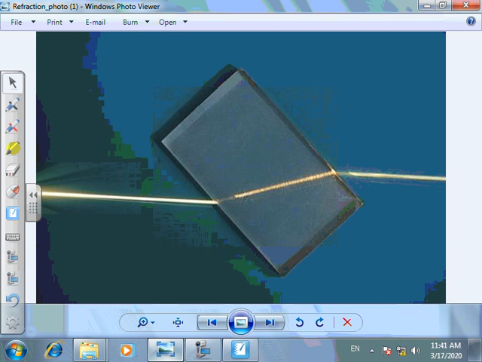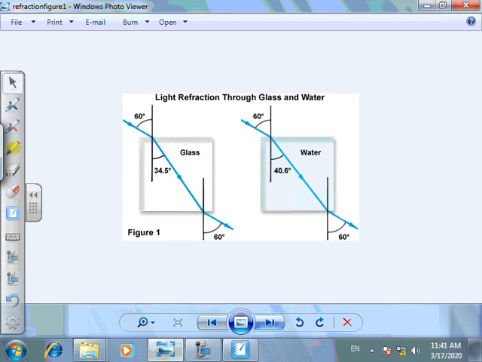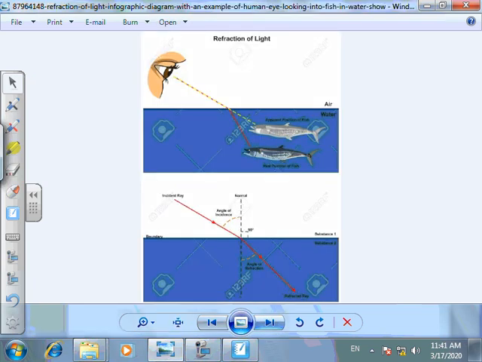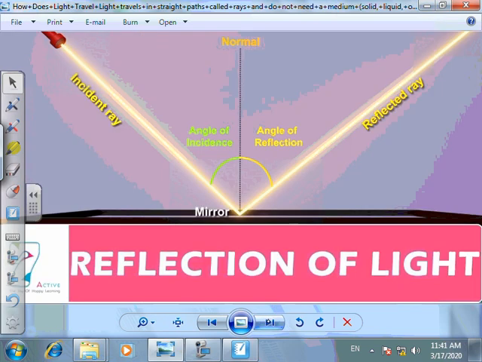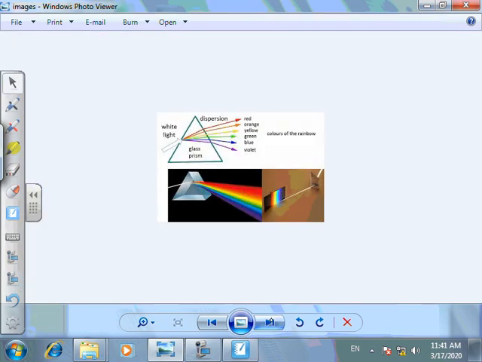Let's see the next image. The same with glass and the same with water. The blue color is the color of the light ray. When it crosses from air to glass, it will look broken. From air to water, it will look broken too. Let's look here, guys, at the cup of water.